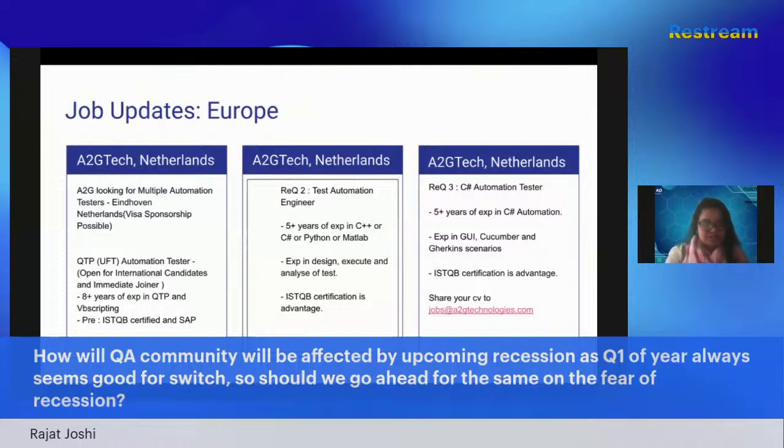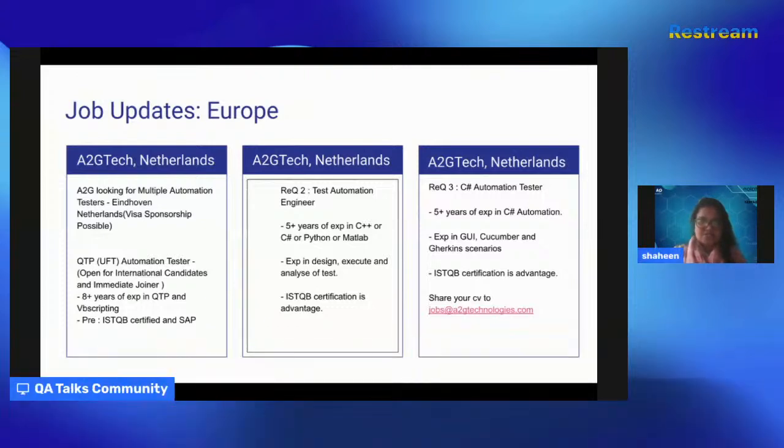Requirement number 3 is C Sharp automation tester. 5 plus years of experience in C Sharp automation. Experience in GUI, Cucumber, and Gherkin scenarios. ISQB certified is advantageous. Please share your CV on the given email ID for any of the job requirements.